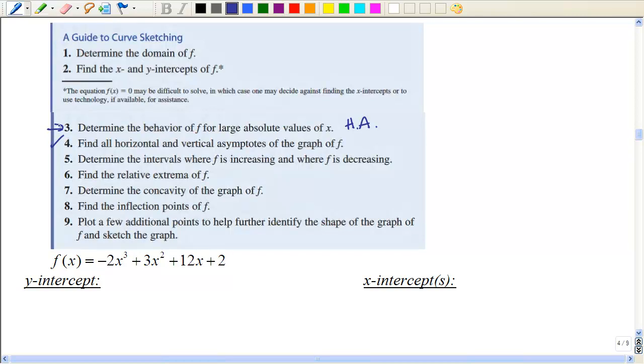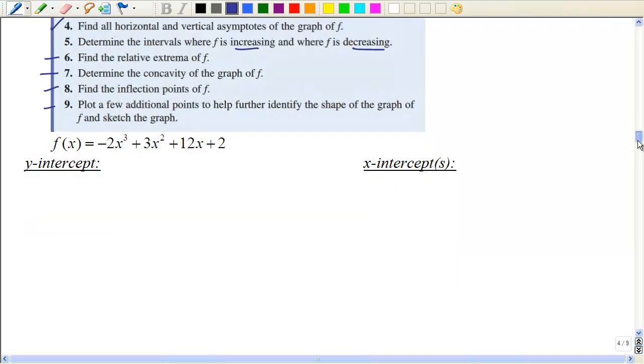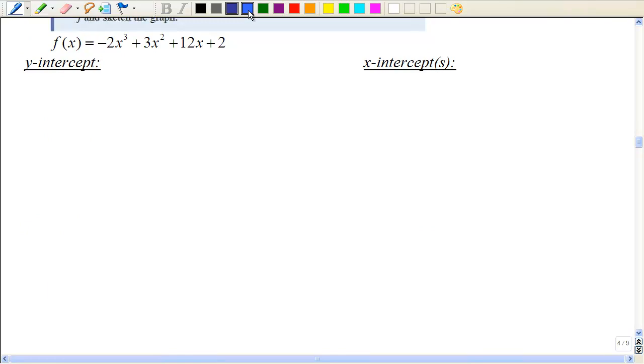We've got intervals of increasing and decreasing, so that's the first derivative, and find the relative extrema. And then we're going to determine the concavity and inflection points, and then we're going to plot a few more points. Remember, you're not going to be using a graphing calculator, but you may use a regular calculator. All right, so let's start with this problem. Okay, so the y-intercept is found by evaluating, letting x equal 0. So hopefully you can see that's 0, 0, 0, and we would have 2.